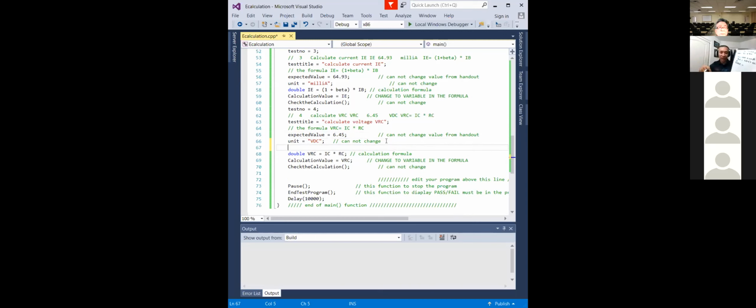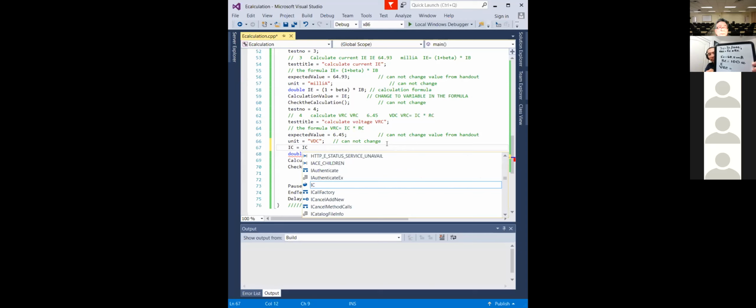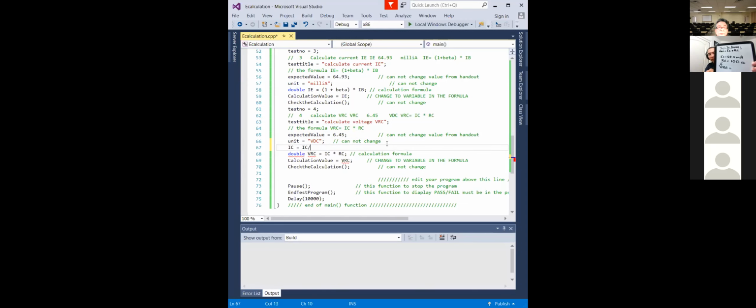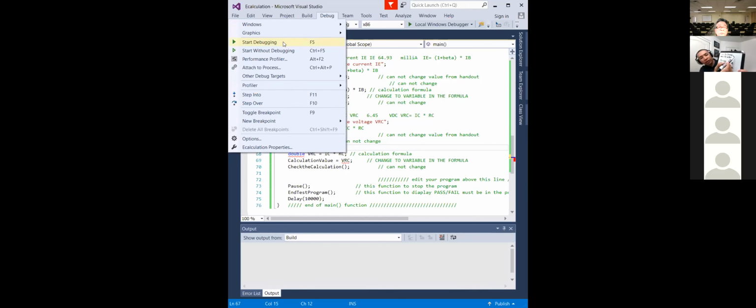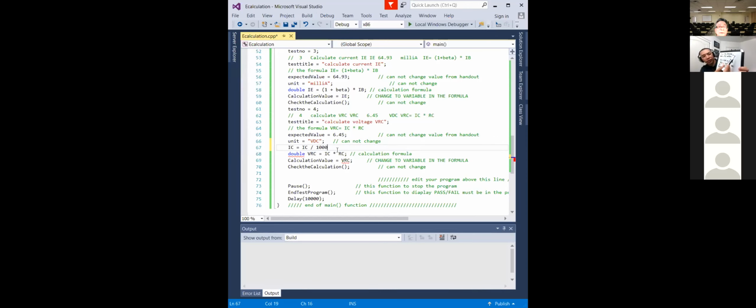Okay. So it would be IC equals IC divided by 1000. And that line is to convert from milliamp to amp. Okay, so does that look right? Yeah, and don't forget your semicolon to close that statement. Okay, semicolon. Now rebuild it. Okay.